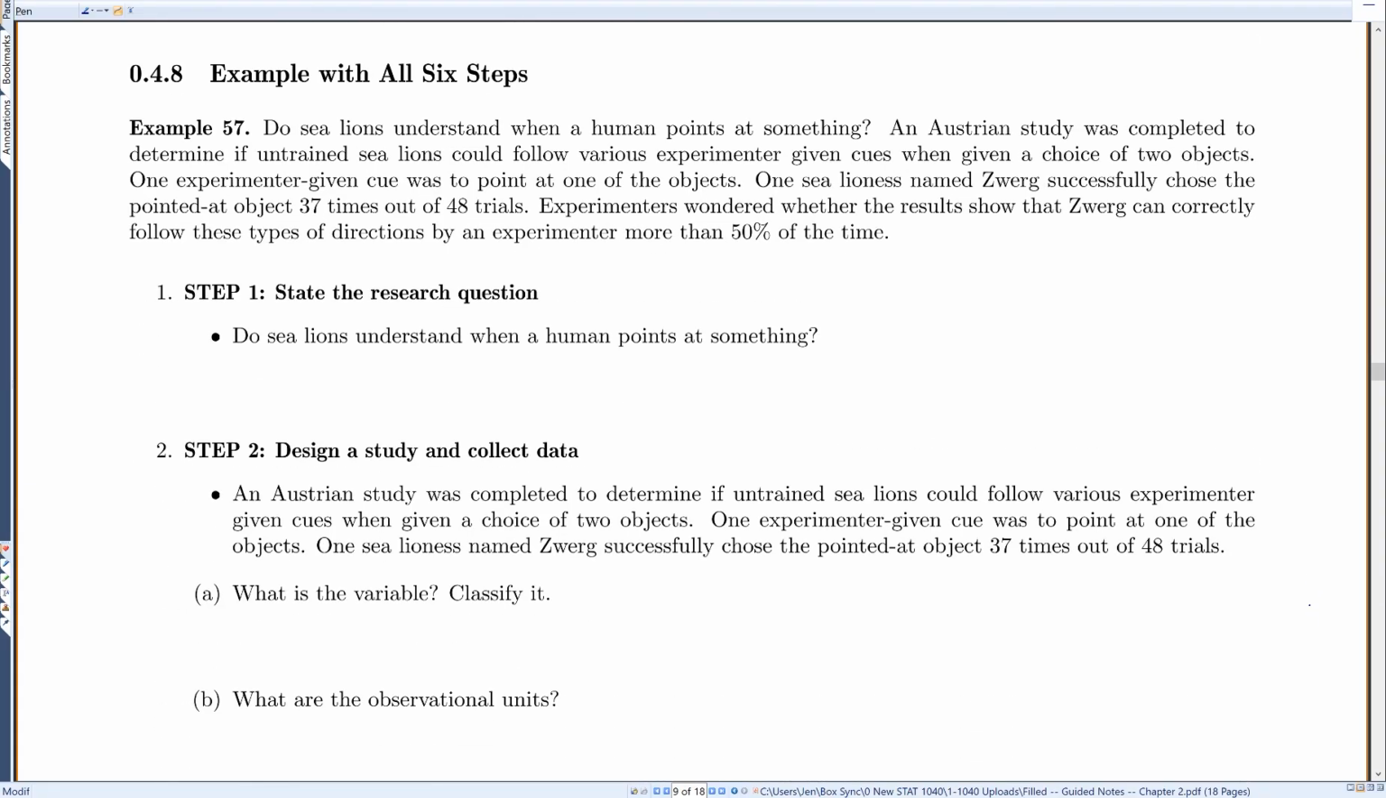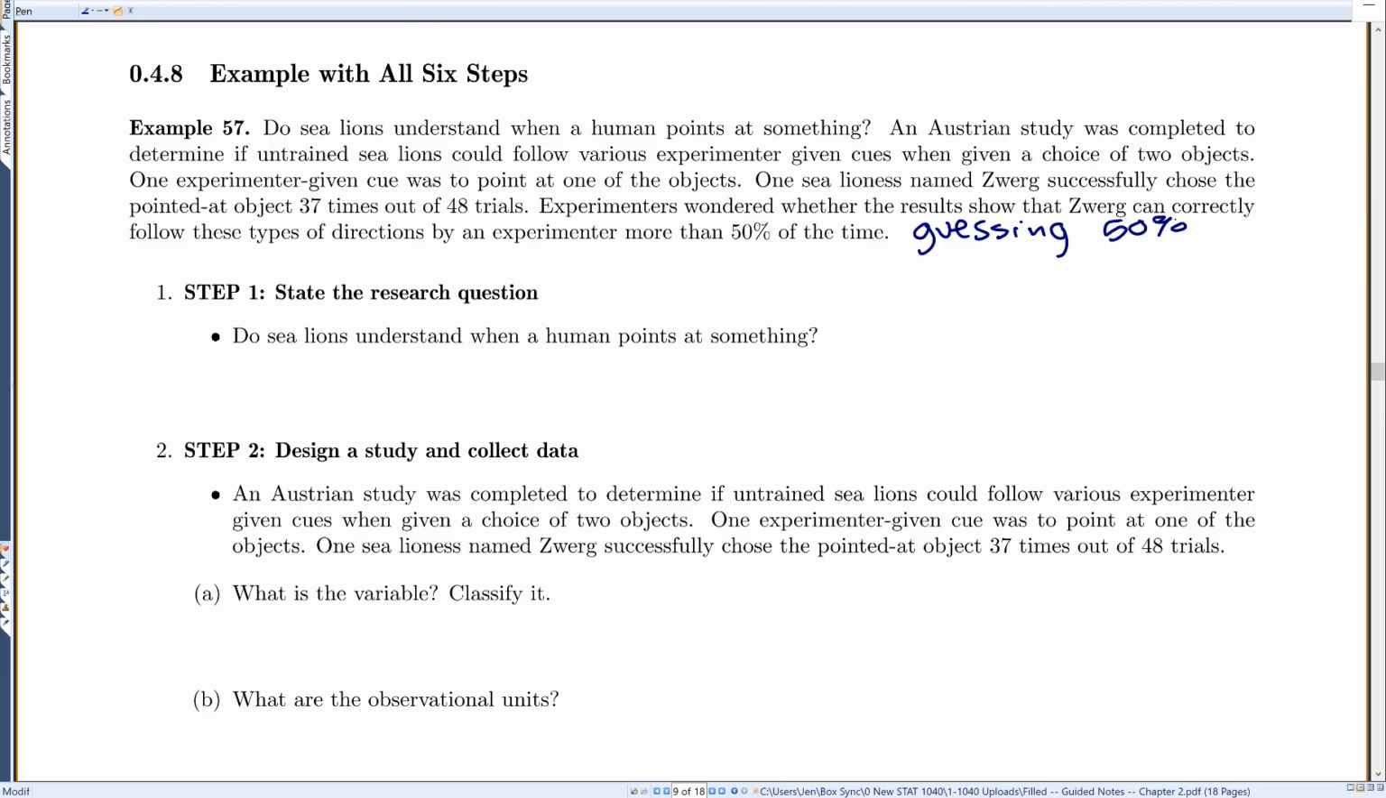So here's an example with all 6 steps put in. So do sea lions understand when a human points at something? An Austrian study was completed to determine if untrained sea lions could follow various experimentally given cues when given a choice of 2 objects. So one cue was that they would point at the objects, and then the sea lioness would come and choose an object. So she successfully chose the pointed at object 37 out of 48 trials. So experimenters wondered whether the results show that Zwerg can correctly follow these specific types of directions more than 50% of the time. Okay. Because at 50% of the time, we would assume guessing, because they were just guessing. So guessing would be 50%.